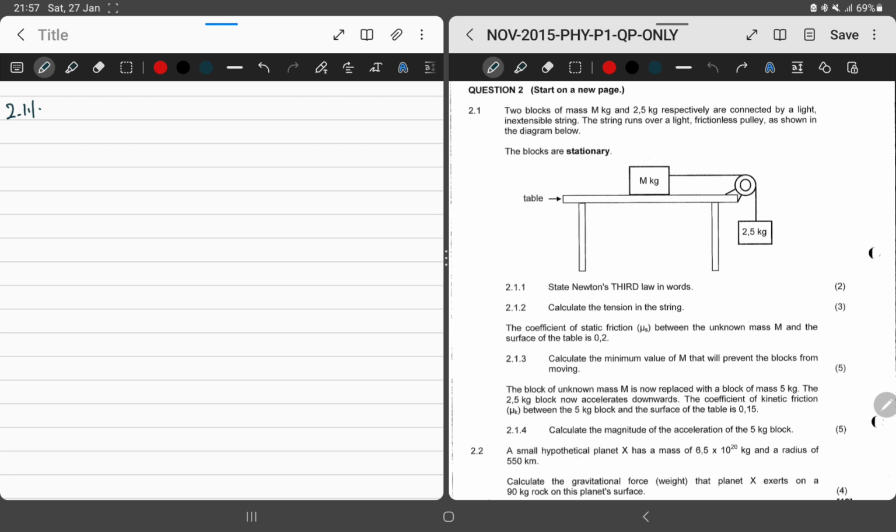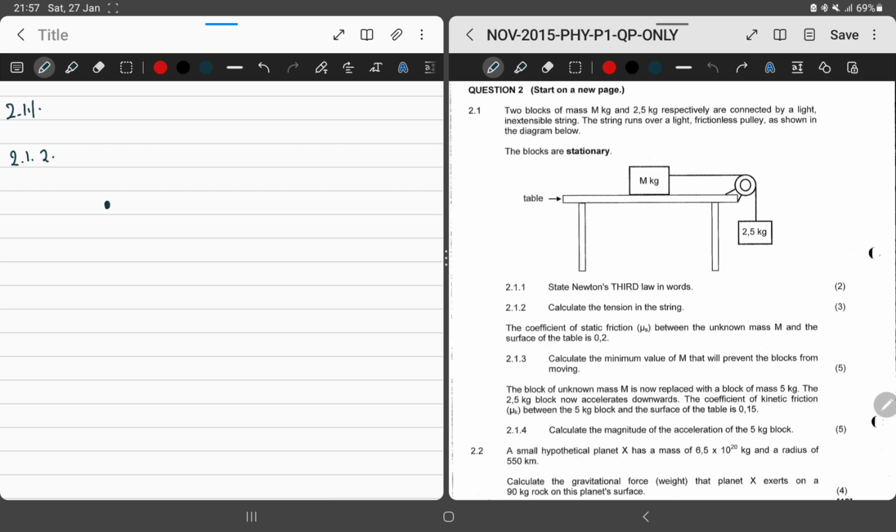2.1.1 State Newton's third law in words. When body A exerts a force on body B, body B will exert a force of equal magnitude but opposite direction on body A. 2.1.2 Calculate the tension in the string.